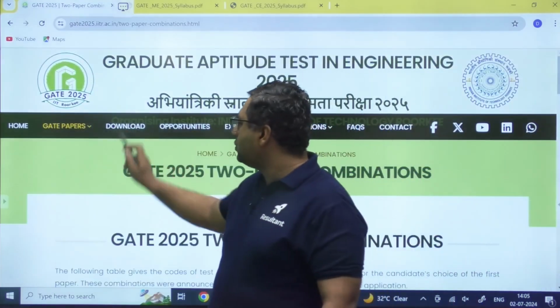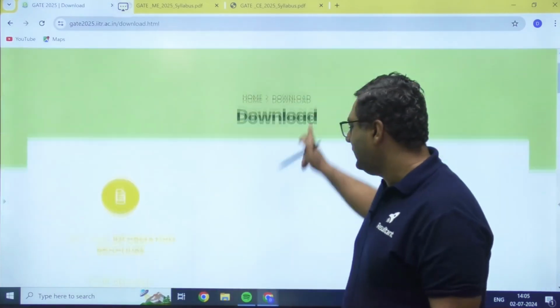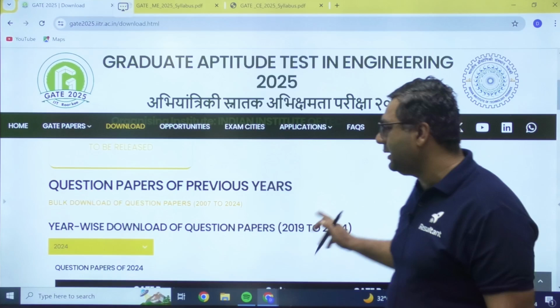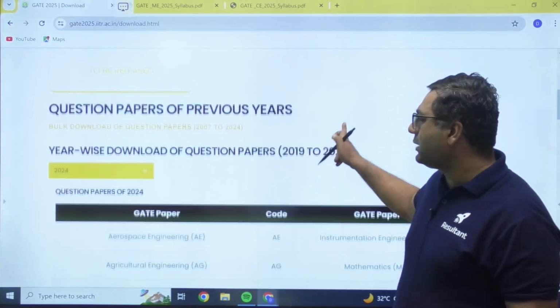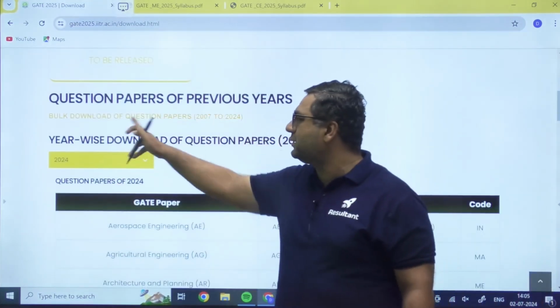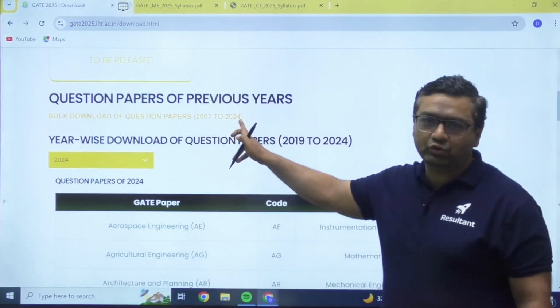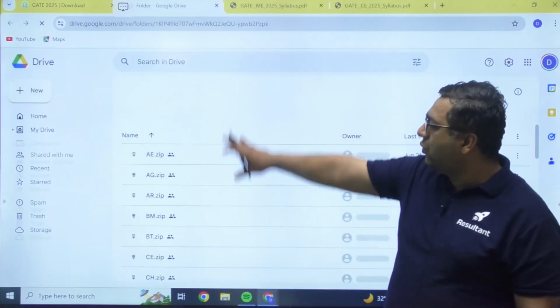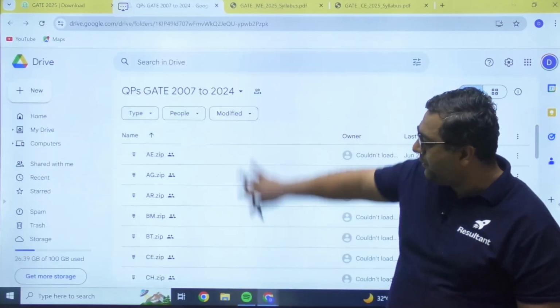Okay, so downloads. In this section, the information brochure is not yet released. That will be released. And when we are talking about last year question papers, there is a bulk download of question papers from 2007 to 2024. If you click on that, you can download the complete zip files.